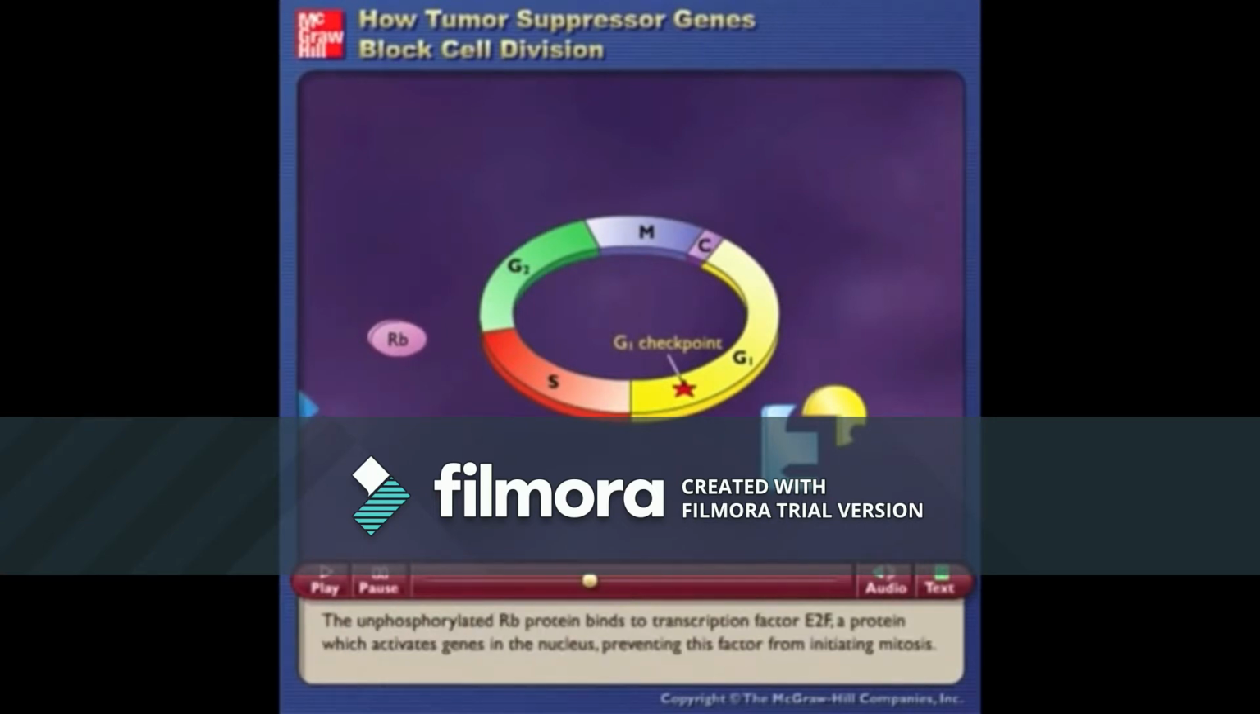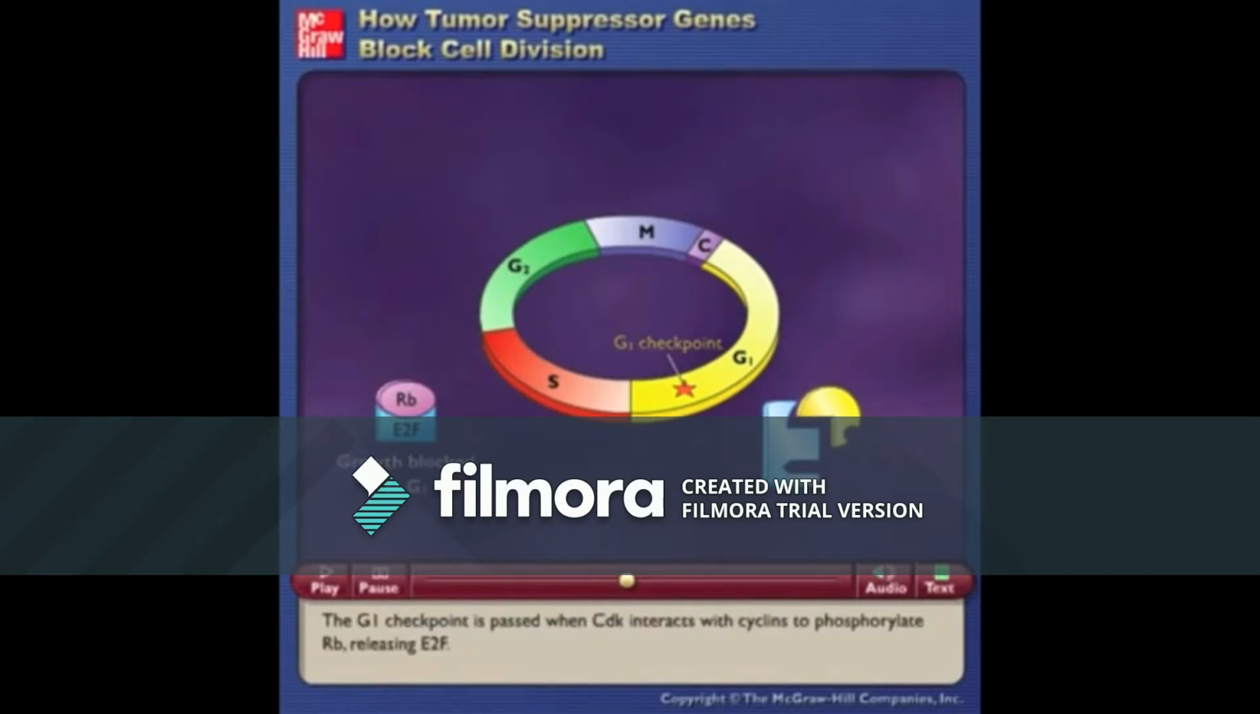The unphosphorylated RB protein binds to transcription factor E2F, a protein which activates genes in the nucleus, preventing this factor from initiating mitosis. The G1 checkpoint is passed when CDK interacts with cyclins to phosphorylate RB, releasing E2F.